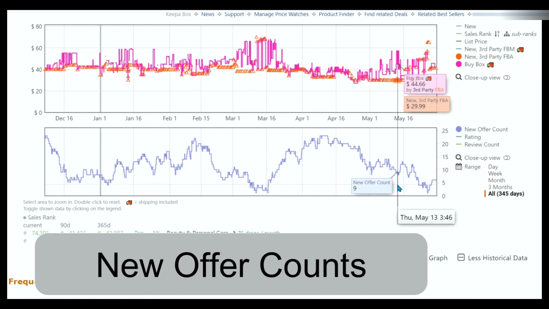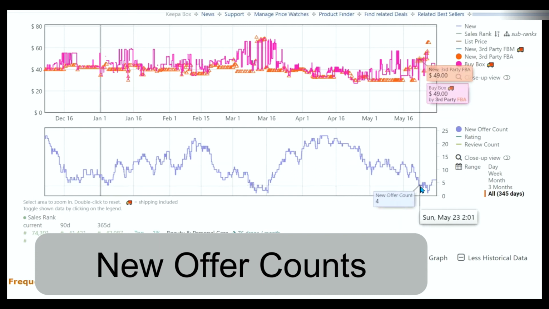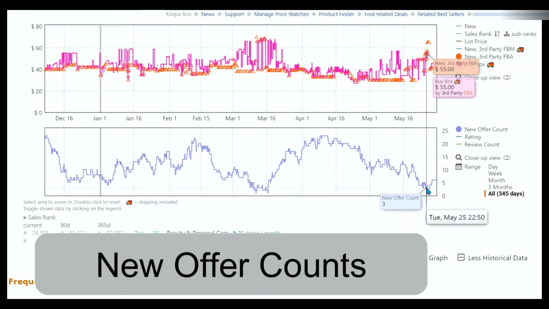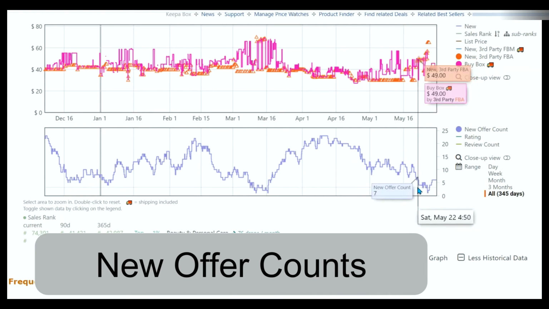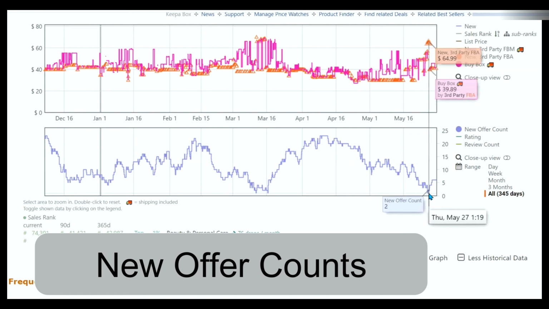Going through there. And this is the best part of it. As you go down and the new offer count drops, on May 21st, there's only 6 offers. The lowest price goes up to $42. The buy box is almost at $50. And as the offer count drops, prices go up. And this is going to continue.